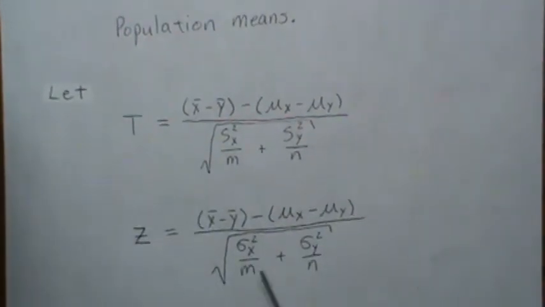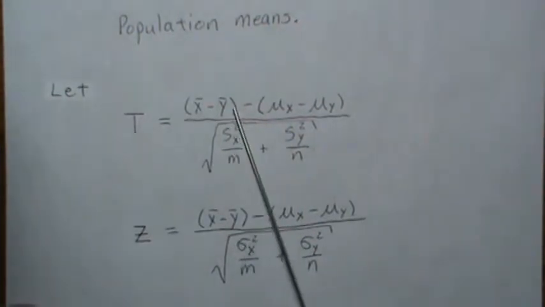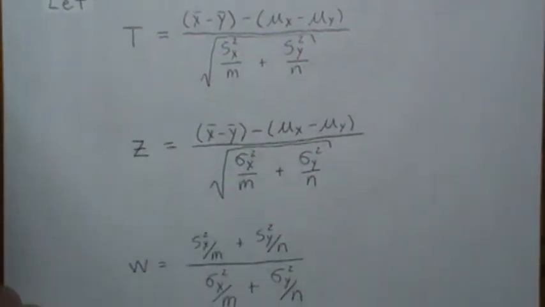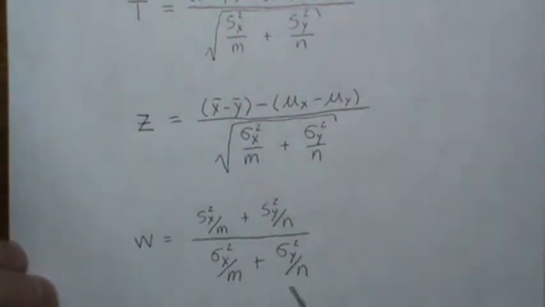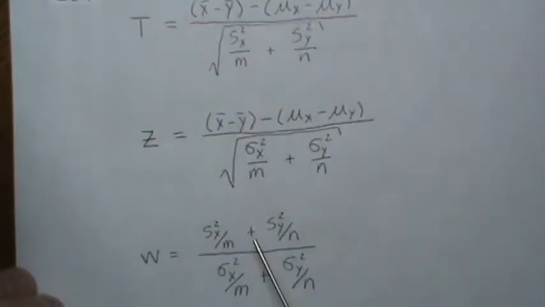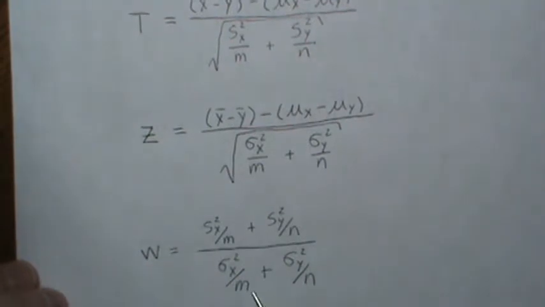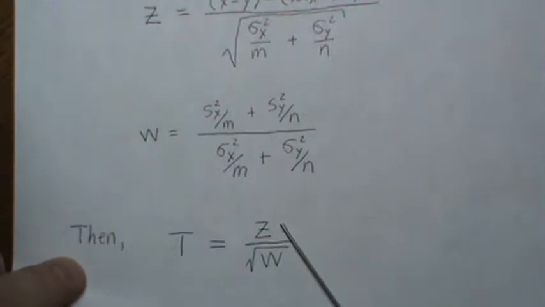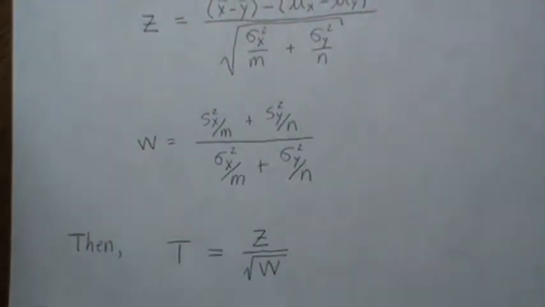Let's move on. Now let Z be the numerator here, divided by the standard deviation of X bar minus Y bar. And this, of course, goes to standard normal. And we have W, which is this quantity, like this in the numerator and like this in the denominator. So T can be constructed like this: T is equal to Z over the square root of W.